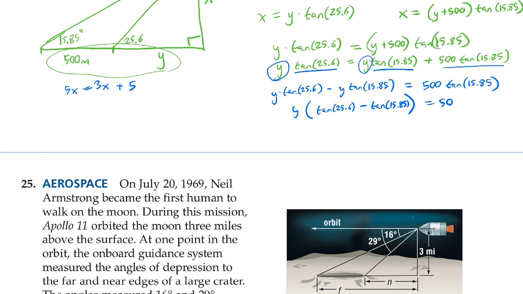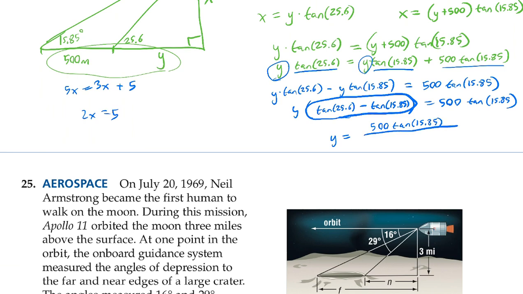So now it looks like this. I subtracted the 3x, got the x, so now I have 2x equals 5. So all I've got to do is divide by this number. The number is just a little scary looking, but it's just a number, right? So y is equal to exactly 500 tangent 15.85 all over tangent 25.6 minus tangent 15.85. Right? That's the idea. So it was a system of equations. So that's the exact value of how far he is.